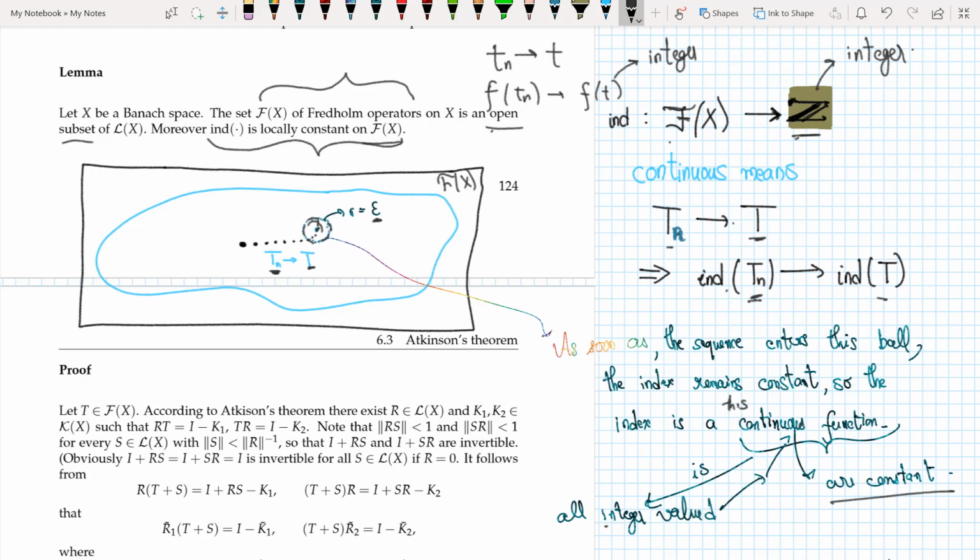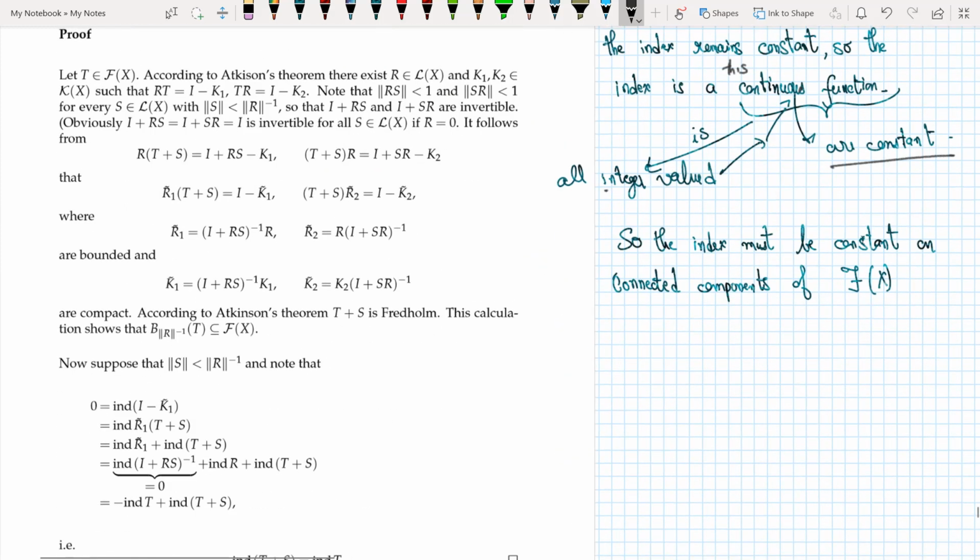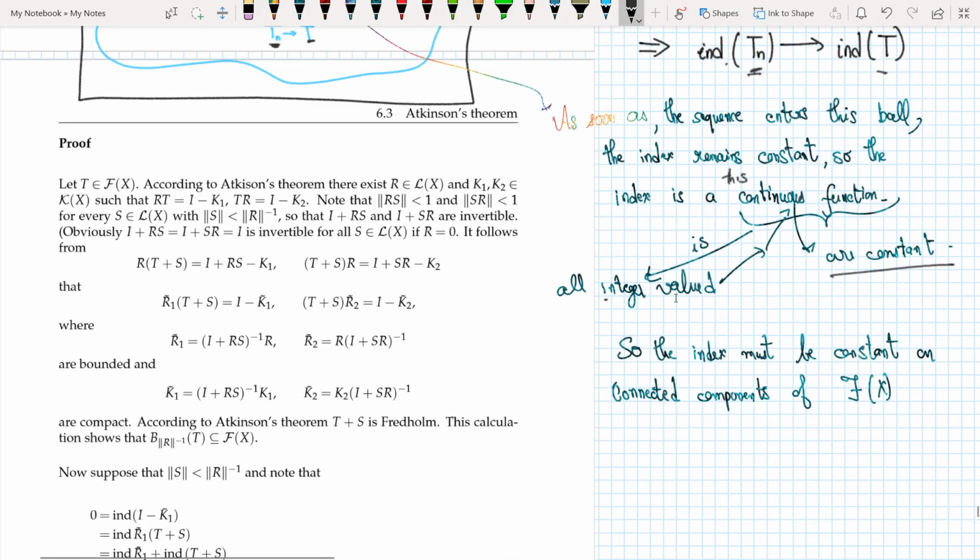So I know that the index of Fredholm operators is constant over connected components. So the index must be constant on all connected components of F(X).